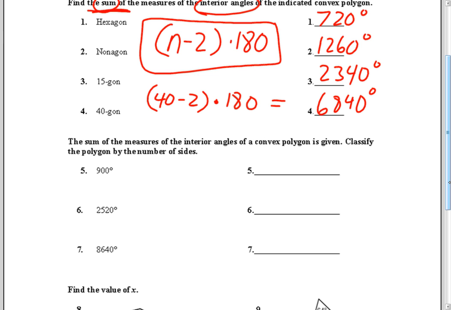5, 6, and 7. Where did these go? Just save it for the next time. Same thing, only we're moving backwards.